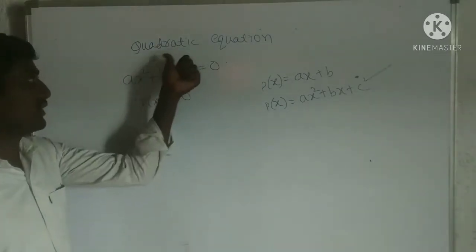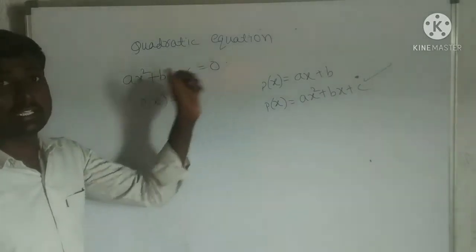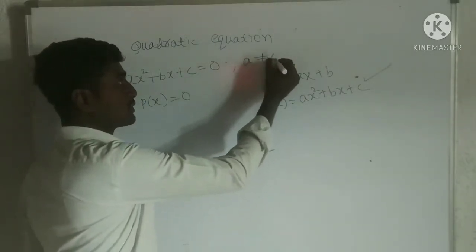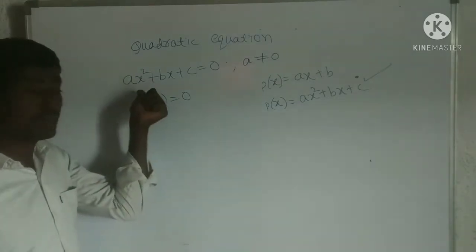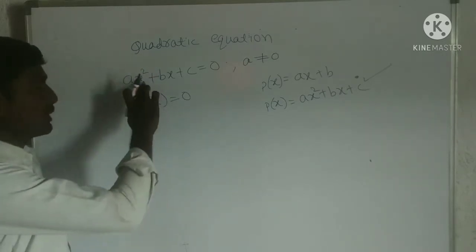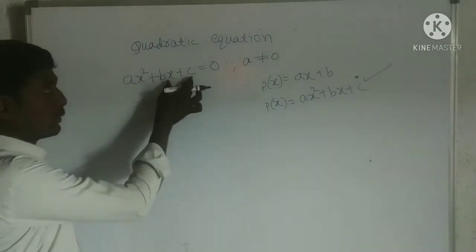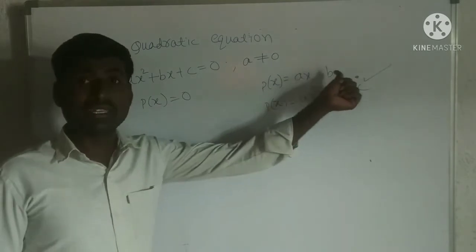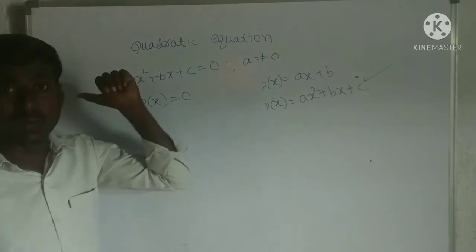So what is the standard form of a quadratic equation? Ax square plus bx plus c is equal to 0, where a should not be equal to 0. A cannot be equal to 0. If a equals 0, then this term will vanish, meaning this term will be removed. Then you will get only bx plus c, which is again in the form of ax plus b. It cannot become a quadratic equation now.